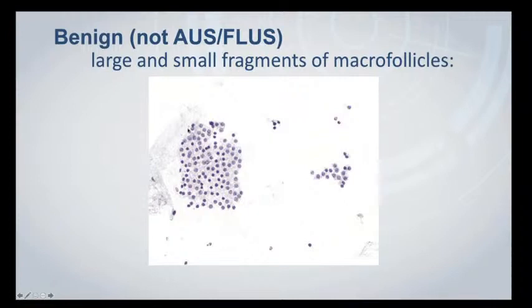So here is an example of a benign follicular nodule that has some nice large macrofollicle fragments, but this is just a small fragment of a macrofollicle. If you were to cut a small corner off of this macrofollicle, it would look exactly like this. And the way you know that is the even spacing of these benign appearing follicular cells, the absence of any crowding or overlapping, not a microfollicle.